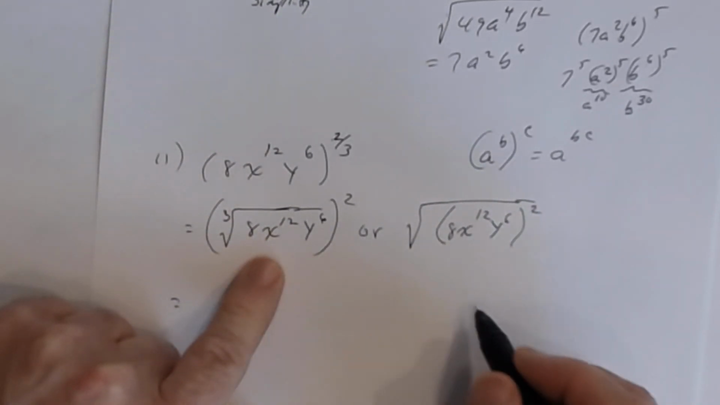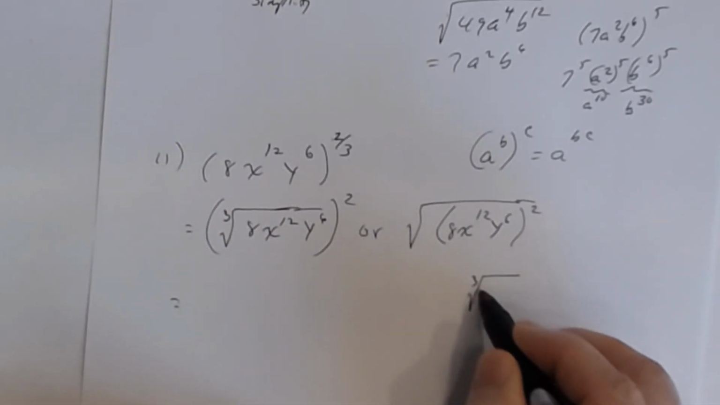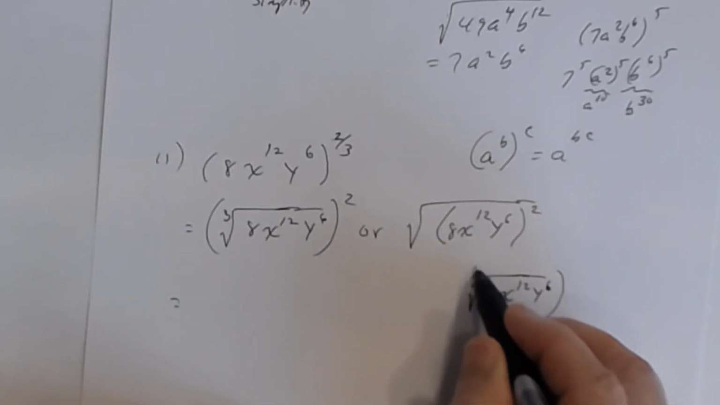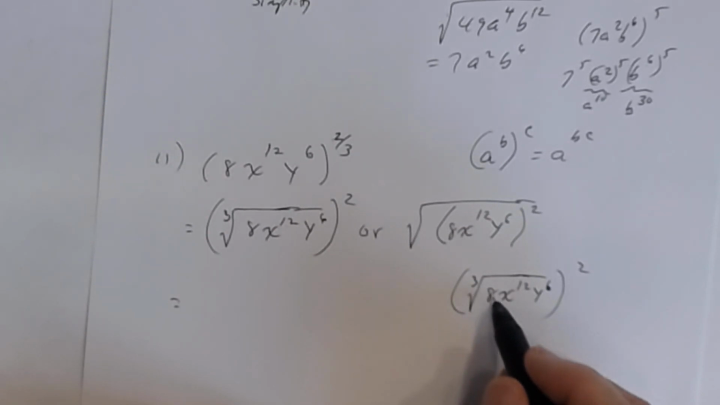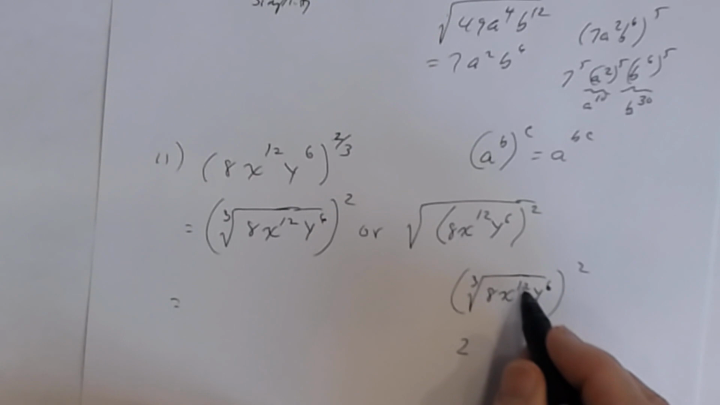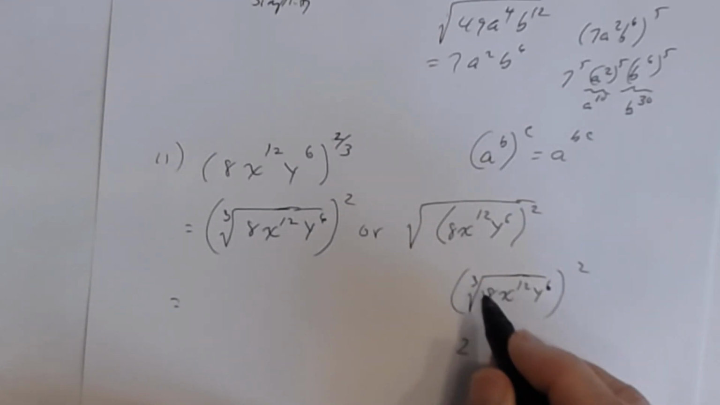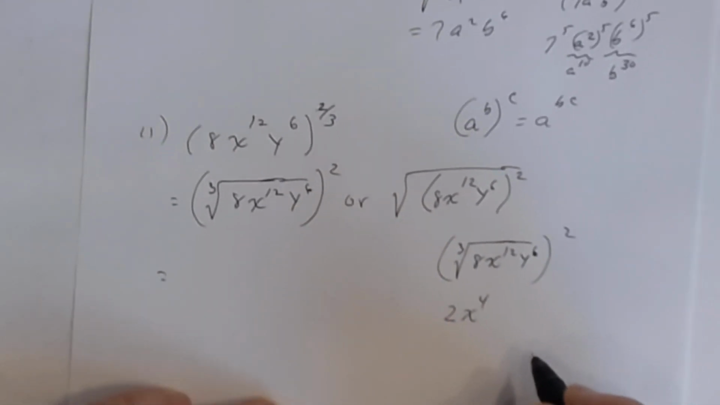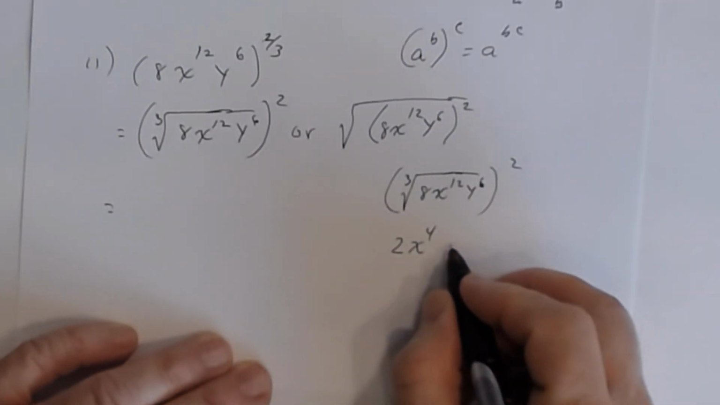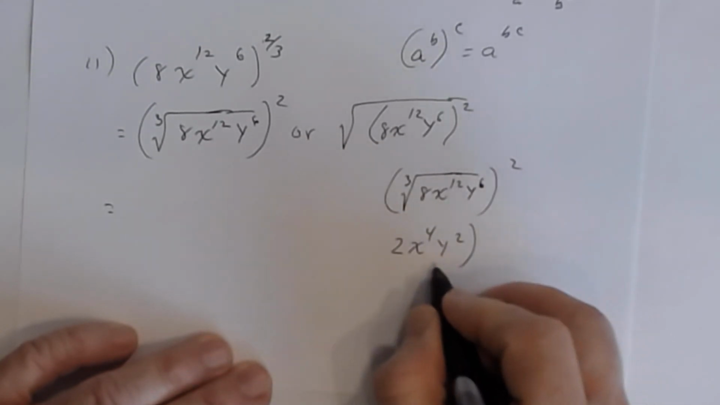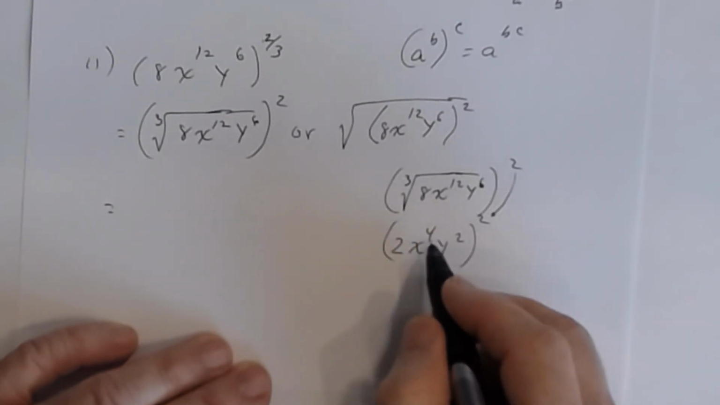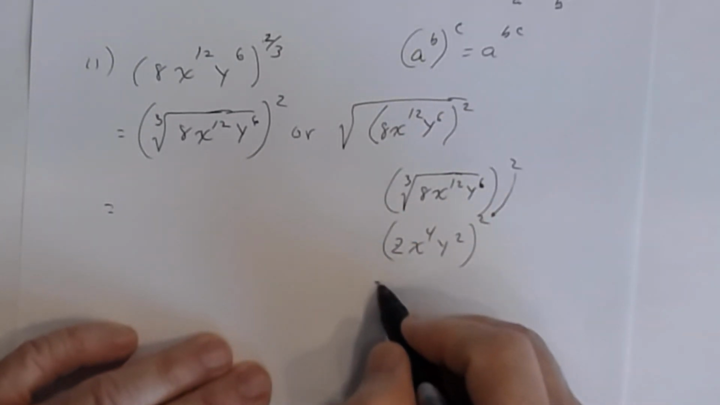Because, let's think about it. I'm going to go ahead and rewrite this right here. The cube root of 8 x to the 12th, y to the 6th, and whatever that is, I've got to square it. Well, the cube root of 8 is 2. The cube root of x to the 12th: 12 divided by 3 is 4, so that's x to the 4th. The cube root of y to the 6: 6 divided by 3 is 2. That's y squared. But remember, you've got to square that. So that is this, but remember, you've got to square it. And all you do is square this. 2 to the second power is 4.